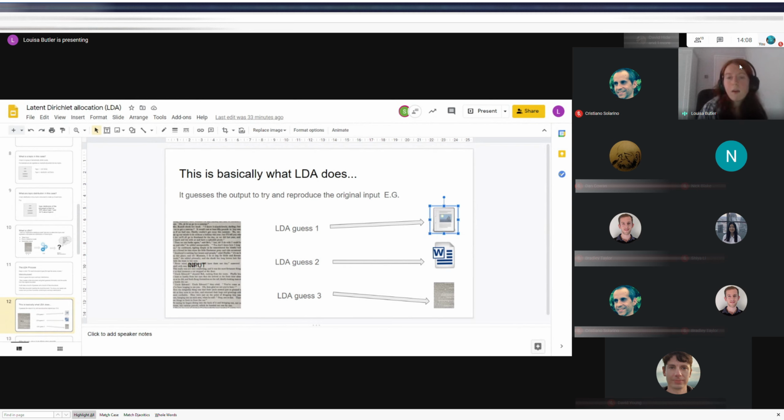It will then compare those fake documents to the input document. You can see here that for LDA guess 1, the fake document produced doesn't match the input document, so that's probably not correct. For LDA guess 2, the fake document again doesn't match the input document, so that's most likely not correct. And then for LDA guess 3, it does match the input document. So you would look at the guess you made there for the topics and topic distributions, because those are most likely correct. That's how it goes through figuring out what the topic and topic distributions could be.